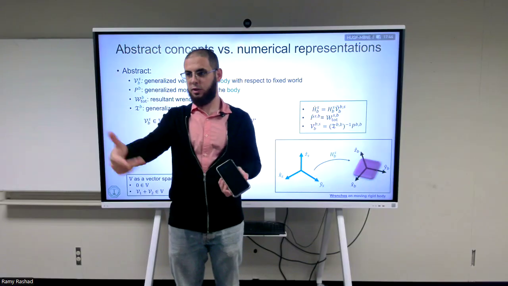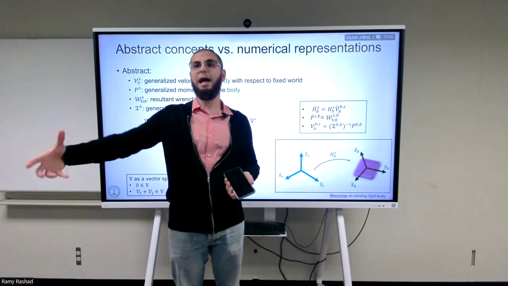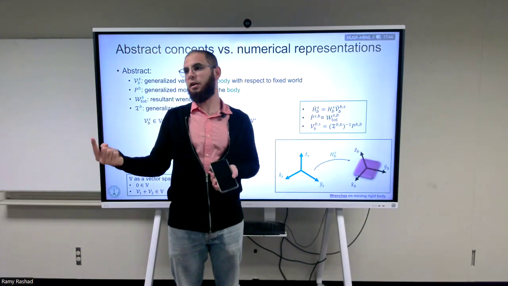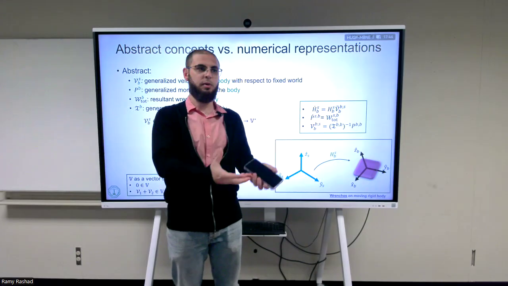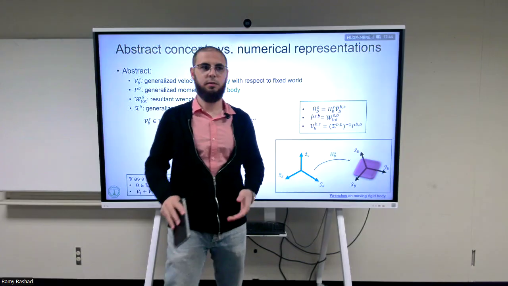I'll give you another example, which is something we're going to be seeing later on. You have a drone. You have a body of a drone, and the drone has 6 propellers. Each one produces a wrench. What is the resultant wrench on the body? 1 plus 2 plus 3 plus 4 plus 5 plus 6. Done. Full stop.